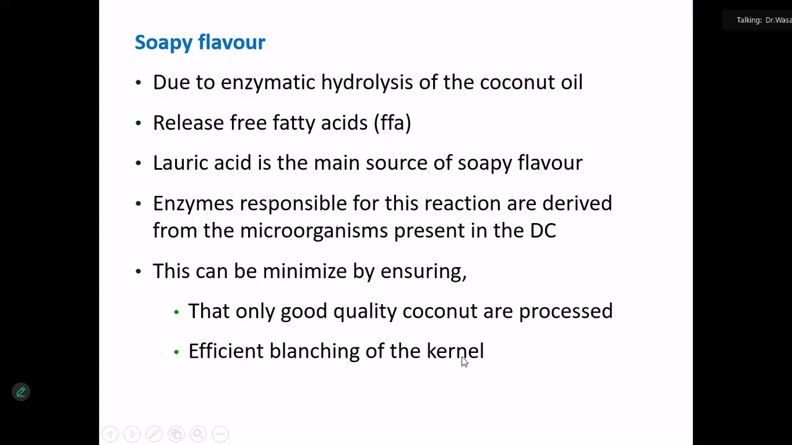We also discussed rejections of DC. What are rejections? Cracked, spoiled, germinated, and so on. If you use that poor quality coconut, that can also be a reason. So for soapy flavor, in the exam you should be able to describe this.